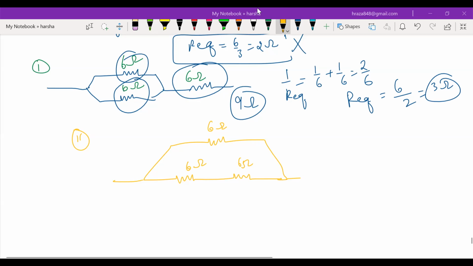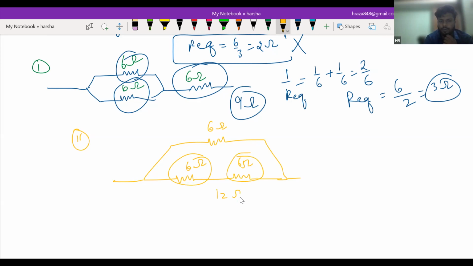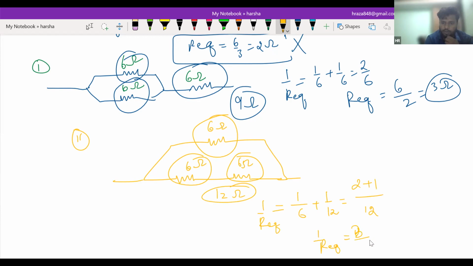4 ohm. So you can see 6 plus 6 will be 12 ohm. And with this 12 ohm, the 6 ohm is in parallel. So 1 upon R equivalent is equal to 1 by 6 plus 1 by 12. The LCM is 12, so 2 plus 1, and 1 upon R equivalent is equal to 3 by 12. And R equivalent is equal to 12 by 3. So it will be 4 ohm. Is that clear, both of you?